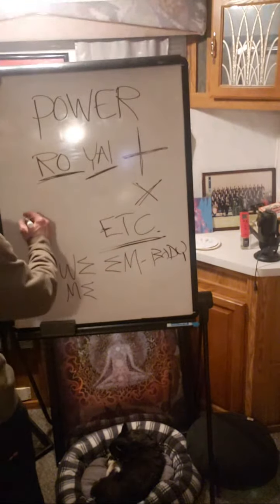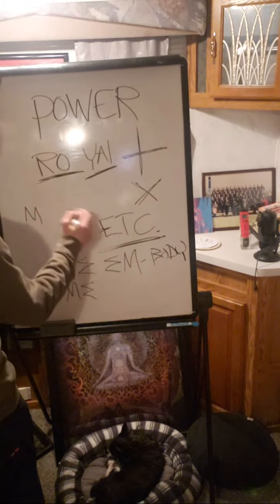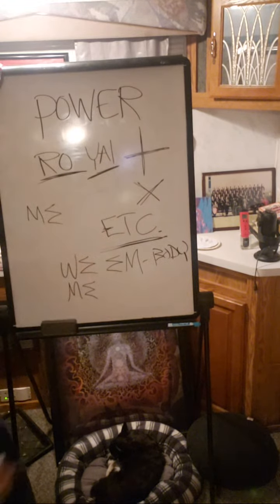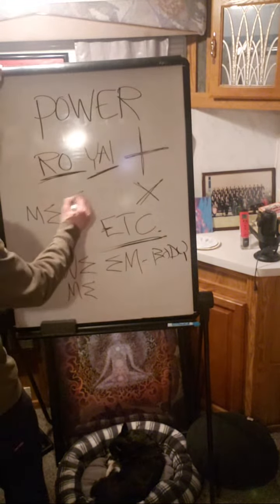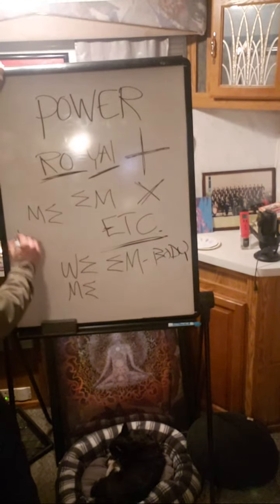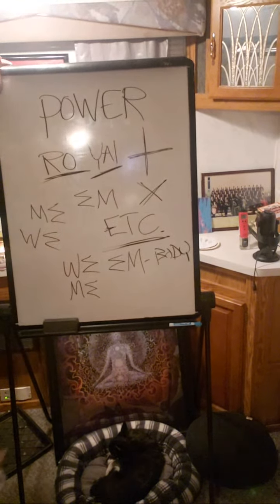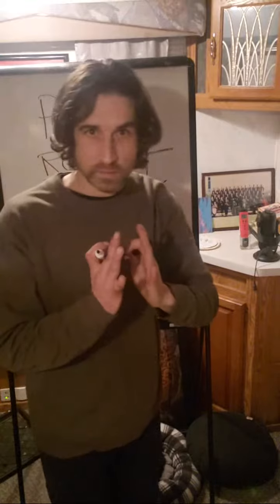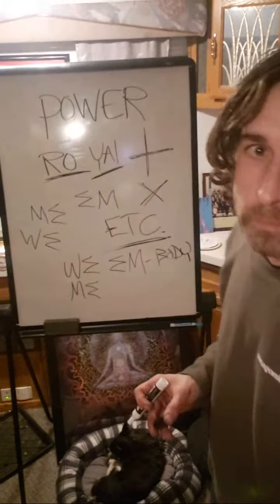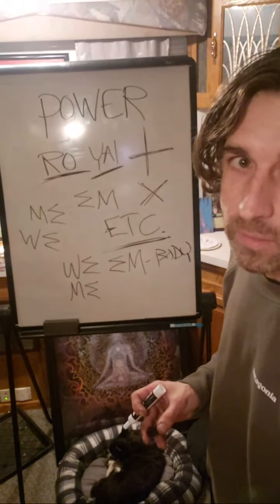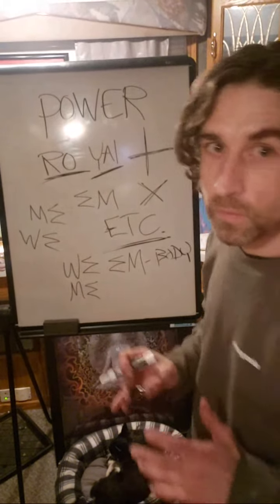Interesting thing about me, you could look at this as two 3s. That's a 33 this way. Me. M is a 33. We is a 33. M in the center. In the middle. It's idle.